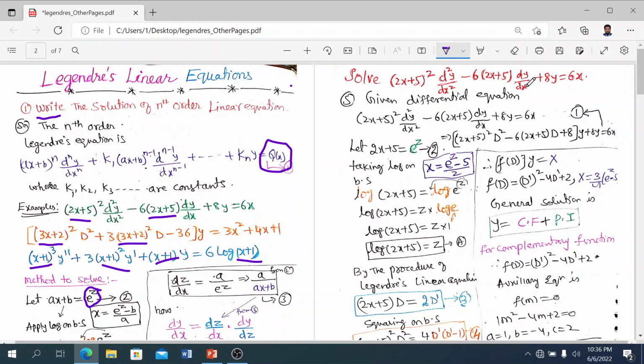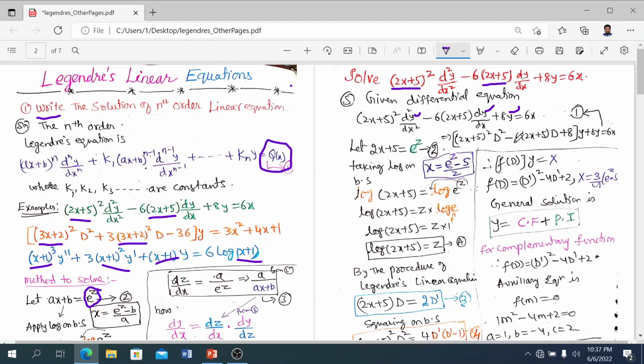See here, the question will ask you to solve (2x plus 5) whole square d square y by dx square minus 6 (2x plus 5) dy by dx plus 8y equal to 6x. So this is our given differential equation. See here, this is y, here it is y and y, and here also y. So take y outside. So (2x plus 5) whole square d square, this becomes d, 8 into y plus 8y equal to 6x. Mark it as the first equation.